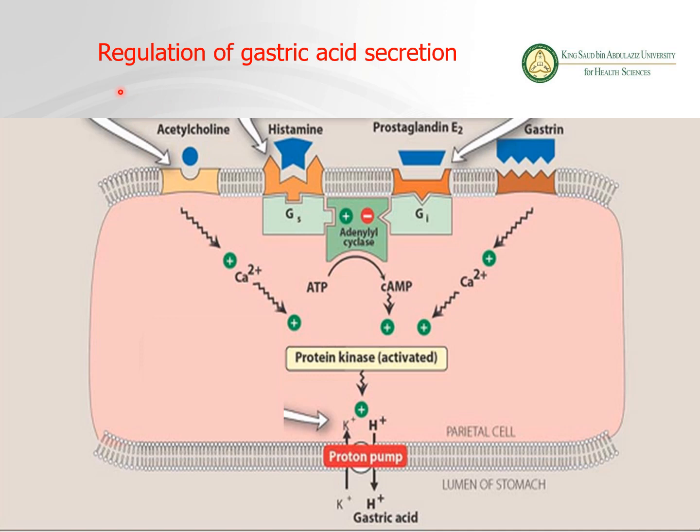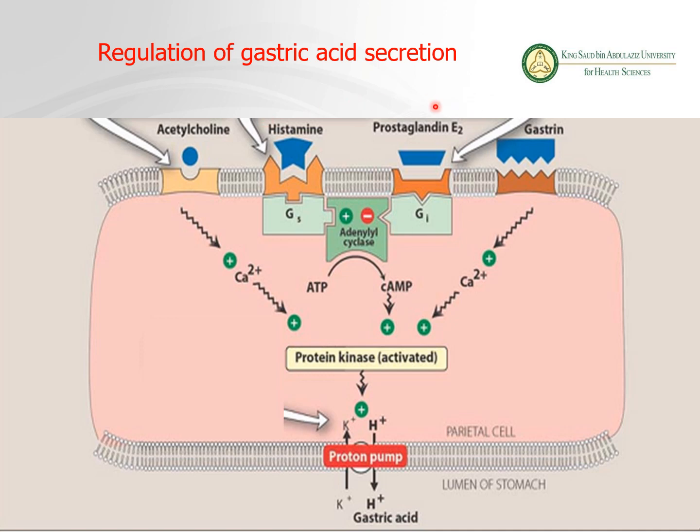Acetylcholine coming from the parasympathetic nervous system causes the activation of muscarinic receptors present here on the parietal cells and causes the release of HCl into the stomach. So we will be discussing here these three types of drugs.